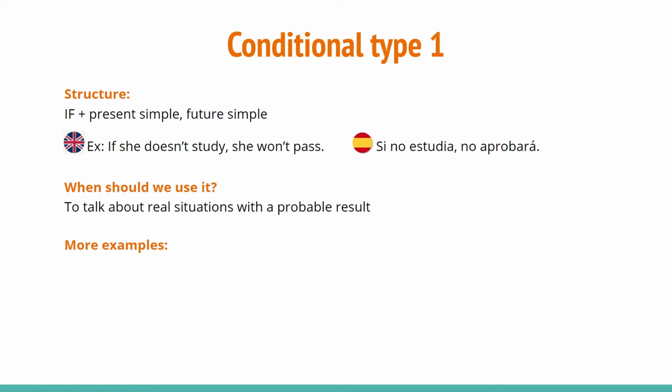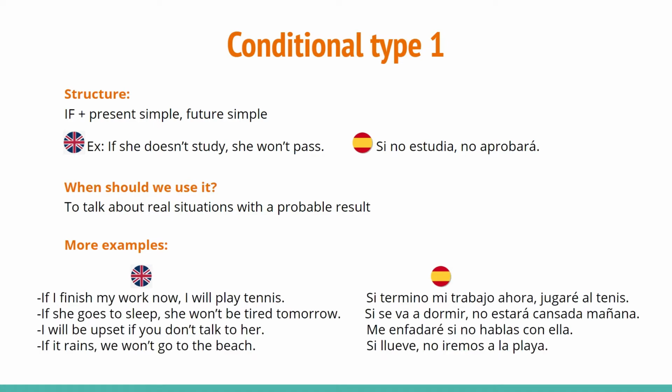Let's see more examples. If I finish my work now, I will play tennis. Si termino mi trabajo ahora, jugaré al tenis. If she goes to sleep, she won't be tired tomorrow. Si se va a dormir, no estará cansada mañana. I will be upset if you don't talk to her. Me enfadaré si no hablas con ella. If it rains, we won't go to the beach. Si llueve, no iremos a la playa. As you can see, all these examples show situations that are real and that will have a probable result.